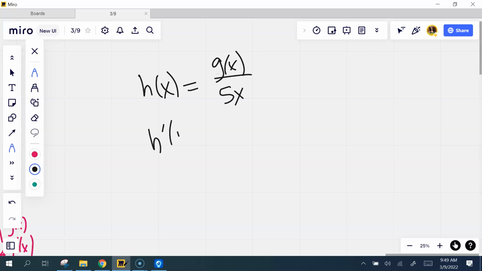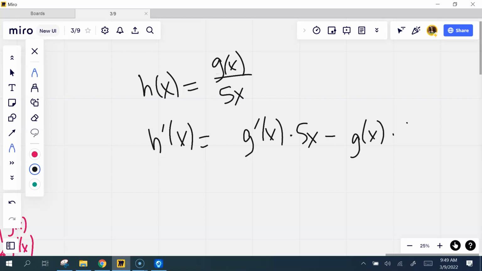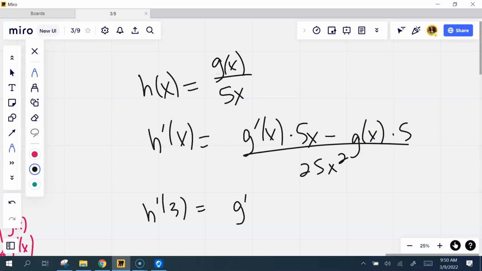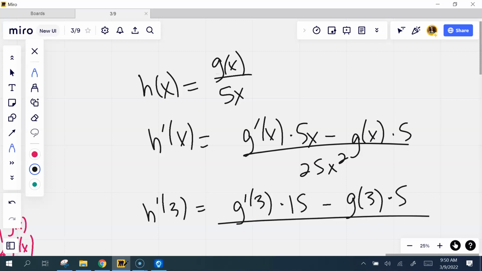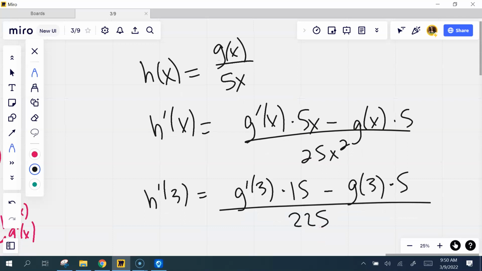So the derivative of h: derivative of the top, times the bottom, minus the top, times derivative of the bottom, all over the bottom squared. And then it said to find h prime of 3. So I literally just went through and put 3's in everywhere. G prime of 3 times 15 minus G of 3 times 5, all over 9 times 25. Oh, no, I did 225. I did swear it. No.